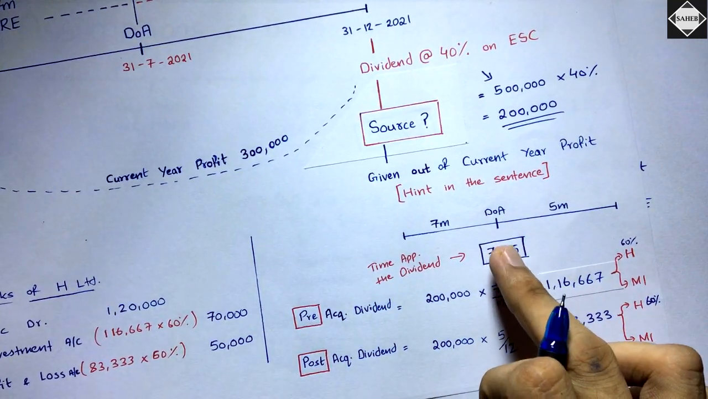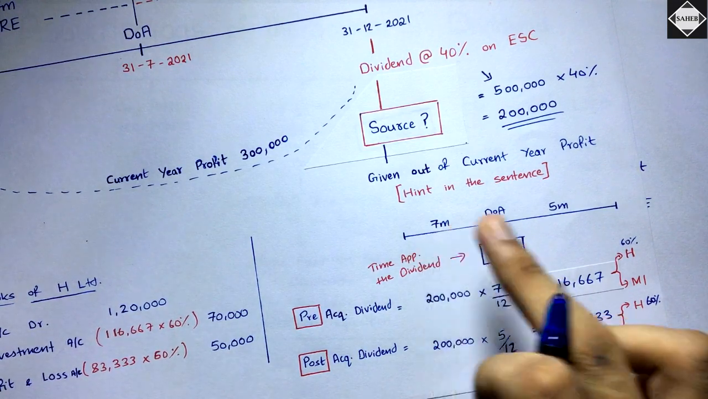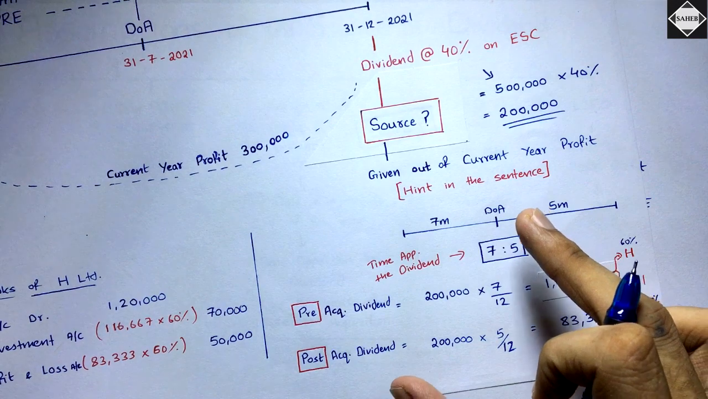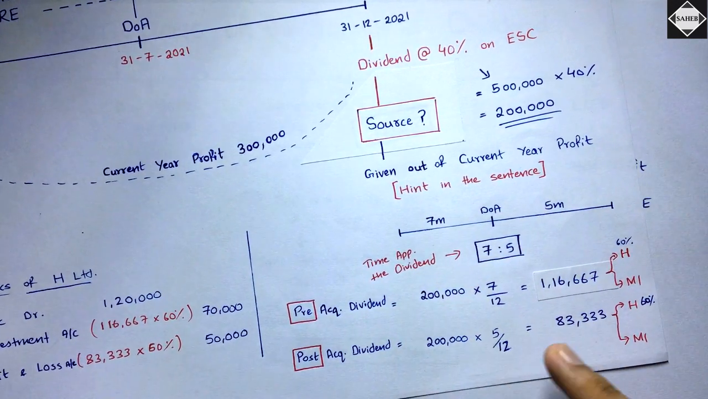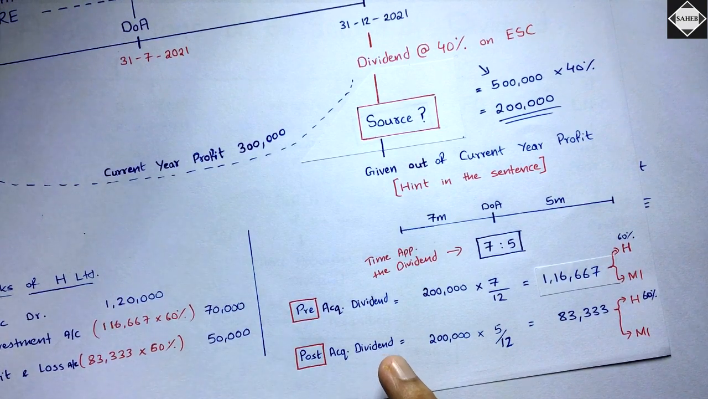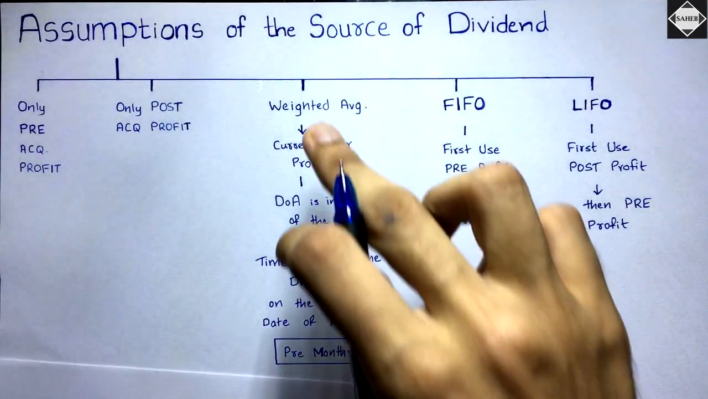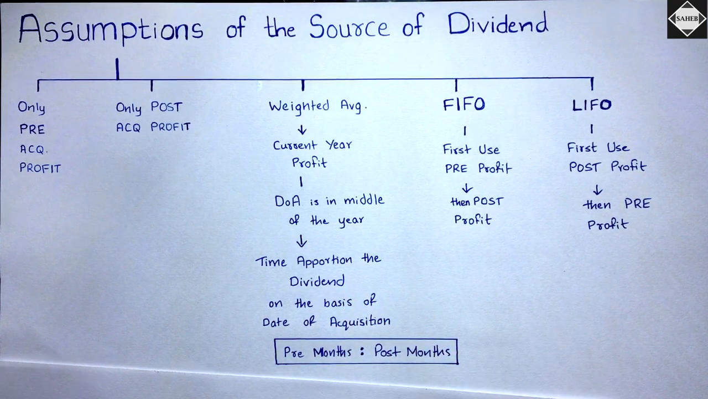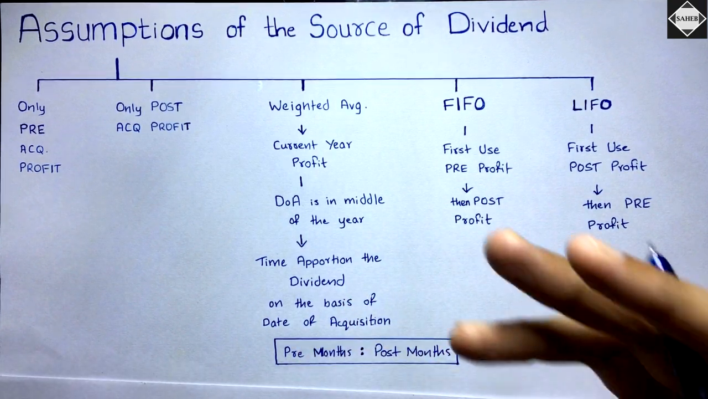See here, source given out of the current year profit. On the basis of date of acquisition, we found out that 7 months pre, 5 months post, 7:5. On this basis, we apportion the dividend. We time apportion the dividend into the respective amounts, pre-acquisition dividend and post-acquisition dividend. This method is called the weighted average method. Time apportion the dividend on the basis of date of acquisition, pre months, post months, and you will have what?